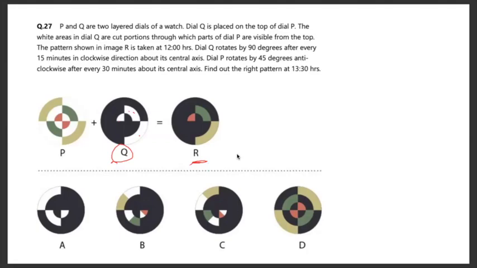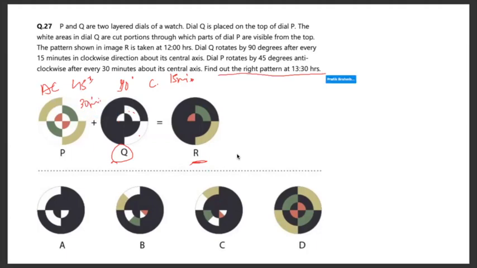Dial Q rotates 90 degrees after every 15 minutes in the clockwise direction around the central axis. So this rotates 90 degrees clockwise every 15 minutes. And this one rotates anticlockwise 45 degrees every 30 minutes.